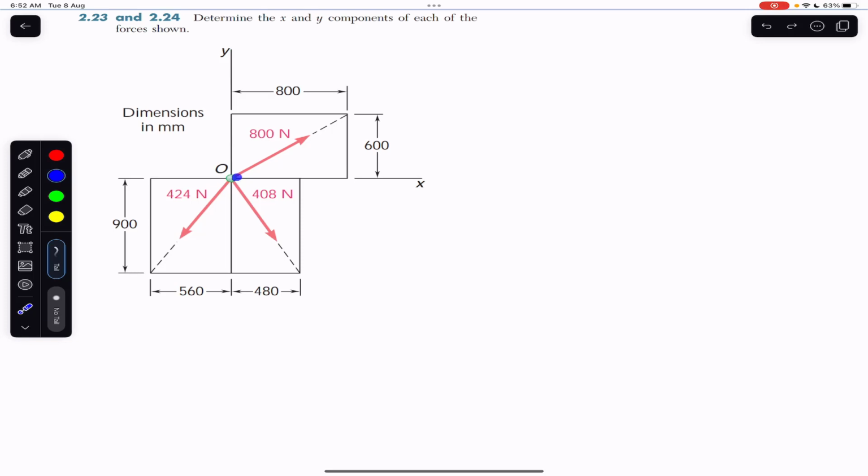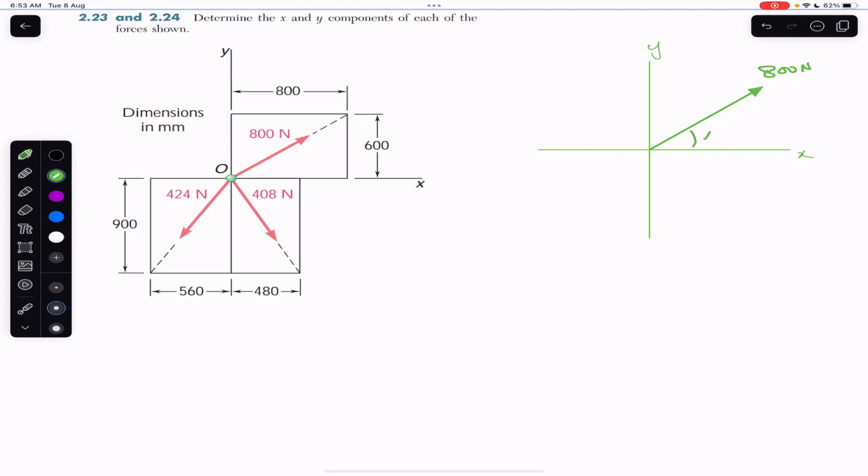Now this 800 Newton force will have one component, the f of x component in this direction. This one will be the f of x, and this one will be the f of y component. Now let's say that this is our positive x and y axis. This is the 800 Newton force, and let's say that this 800 Newton force is making some angle alpha here with the x-axis. So let's represent that angle here. Let's say this is angle alpha.